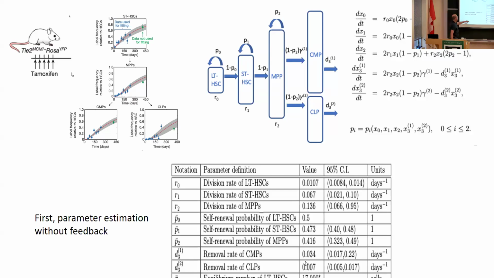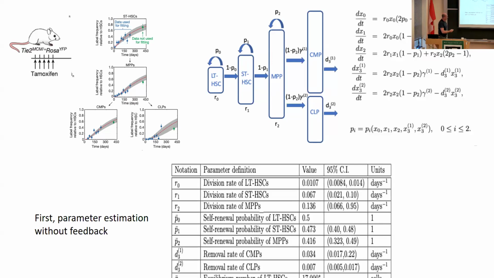So you can see that the estimated division rate of the long-term stem cell is the lowest. The division rate goes up. Then you could estimate the self-renewal probability of the different cell compartments at equilibrium. This is all at equilibrium, at homeostasis. You estimate the death rates, and the equilibrium number of long-term stem cells is kind of known in the paper that we were referring to, about 17,000.